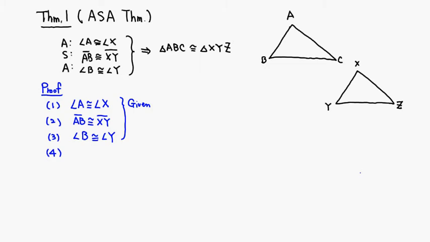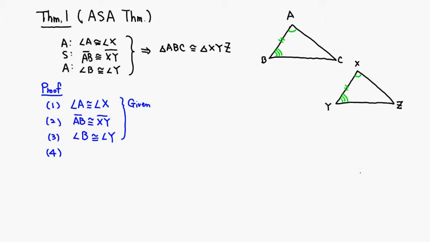Right, so let's do that. We have a congruence between angle A and angle X, and a congruence between segment AB and XY. Then angle B and angle Y. Right. So those are the givens.